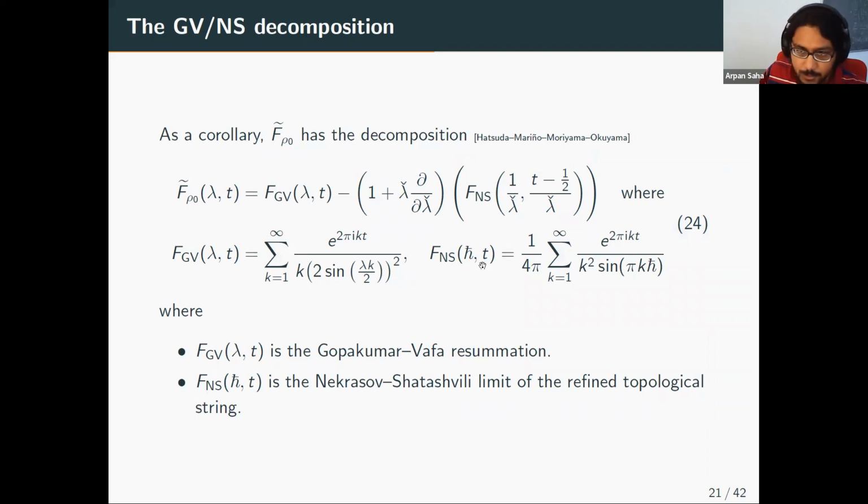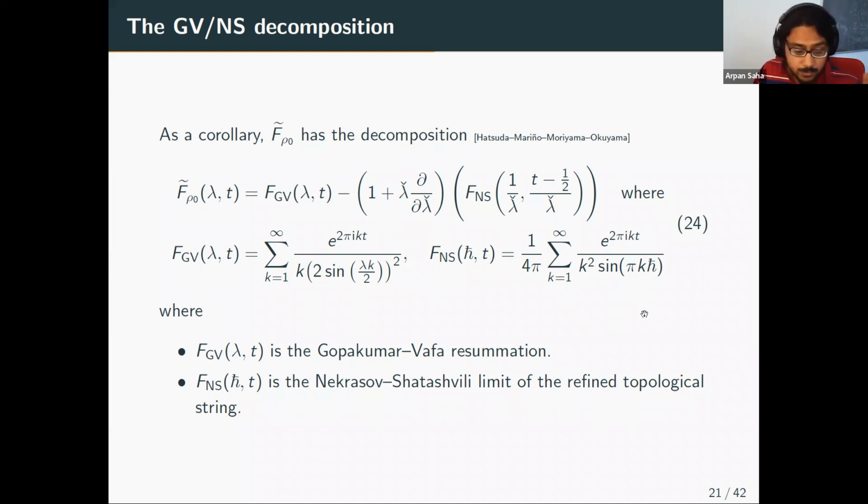Now, I will not delve into any more details, but I will just note that this proposal, that the non-perturbative definition of F tilde should be taken as this particular combination of the Gopakumar-Vafa resummation and the Nekrasov-Shatashvili limit, is due to Hatsuda, Marino, Moriyama, Okuyama. And it's nice to see it pop out in a natural way from our approach. Moreover, it suggests that the ray rho_0 is distinguished, because it's only the resummation along that ray which has this decomposition. Okay.